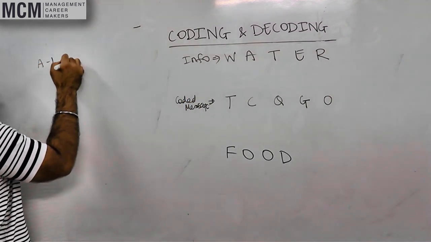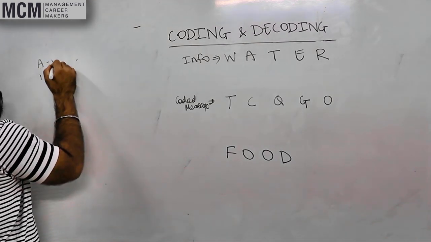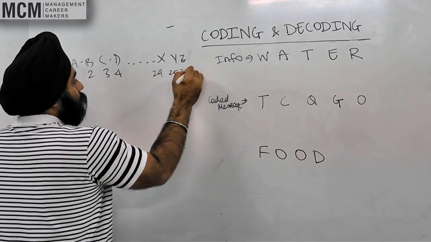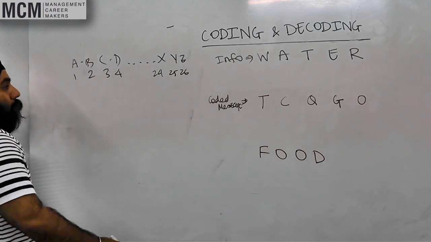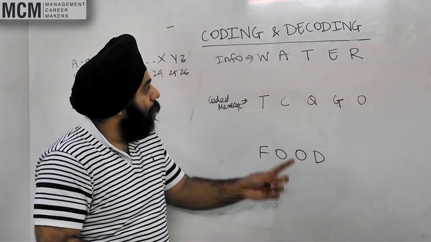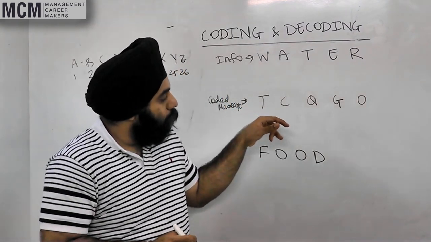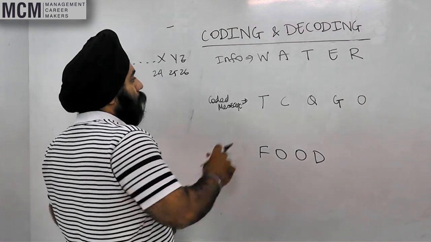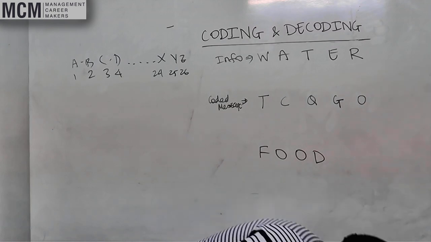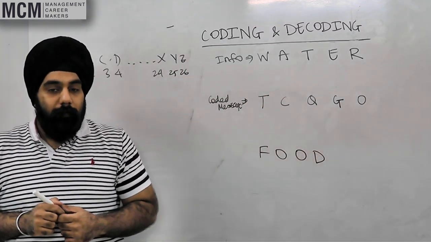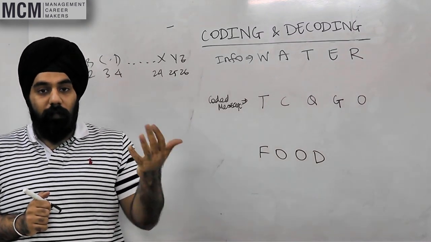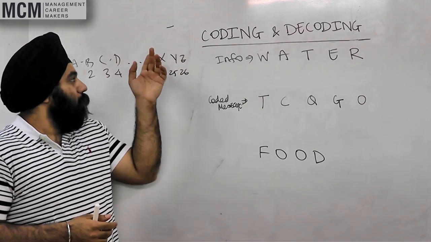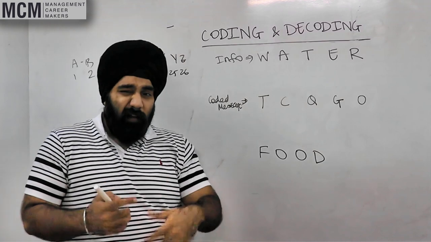I can number A as 1, B is 2, C is 3, D is 4. Yes? Right? Now, if I have the numeric value of all these letters and the numeric value of all these letters, I can definitely find a pattern between them. Okay. Let's try to find out the numeric value of W. What is the numeric value of W? How will you go about finding it? A is 1, B is 2, C is 3, D is 4, E is 5, F is 6, G is 7. Are you noticing how much time it will take for us to reach W? There has to be a faster way of doing it.